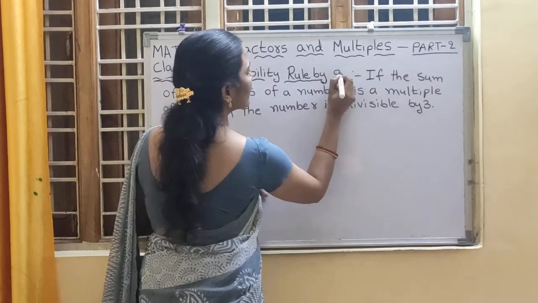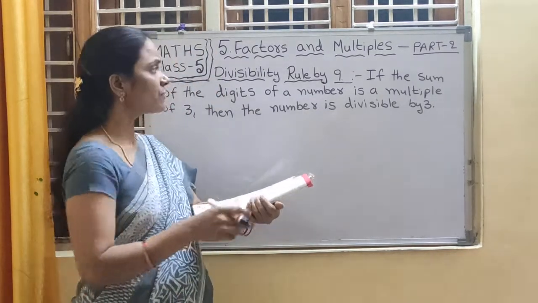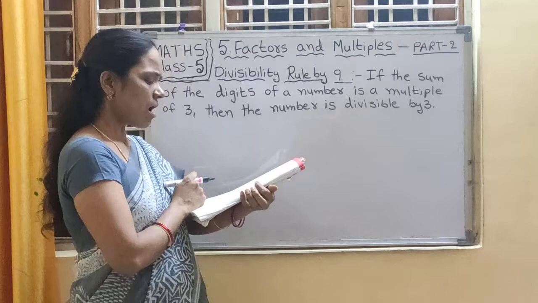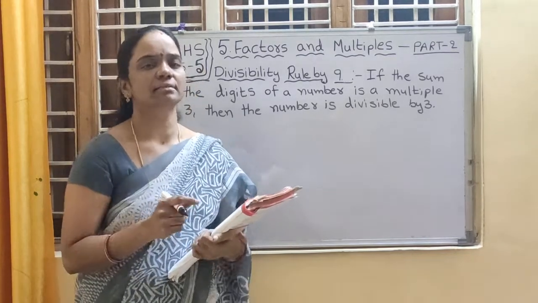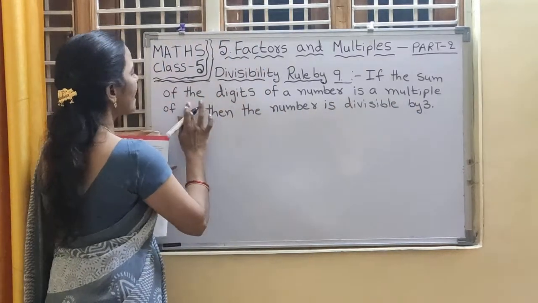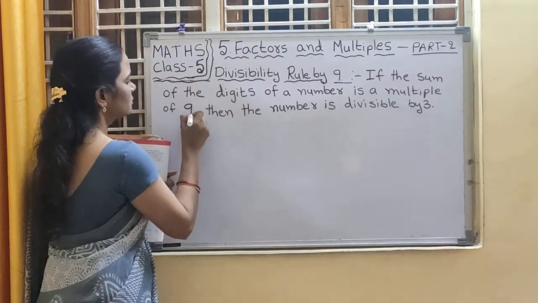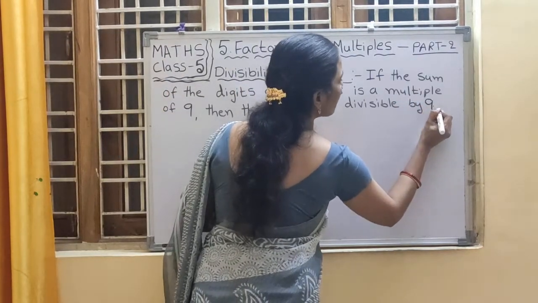What is divisibility rule by 9? If the sum of the digits of a number is a multiple of 9, then the number is divisible by 9. This is the divisibility rule by 9.